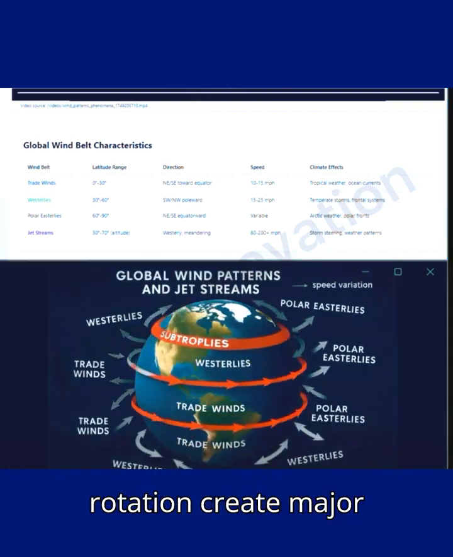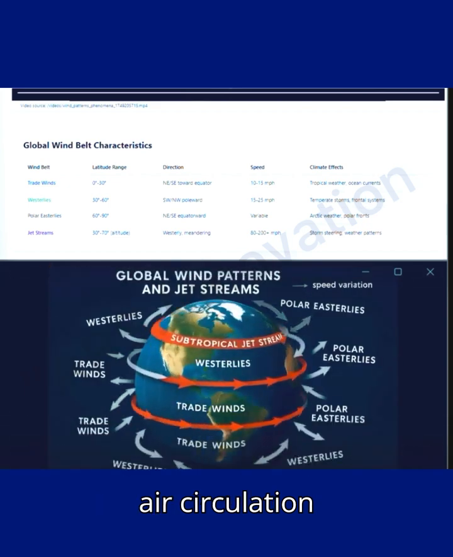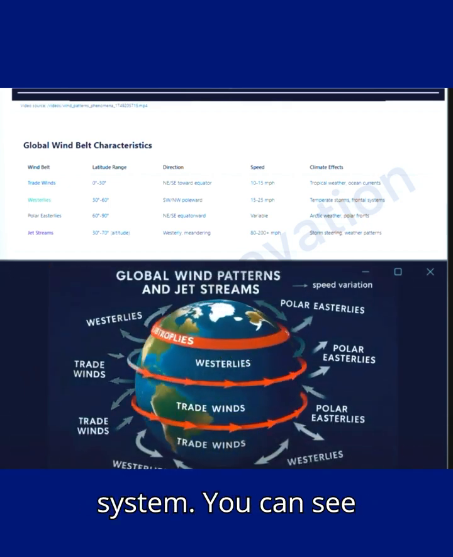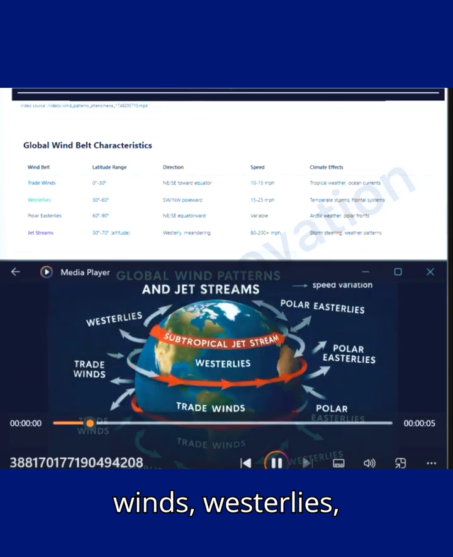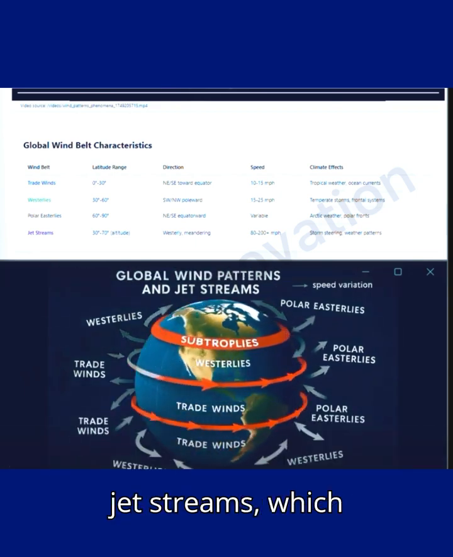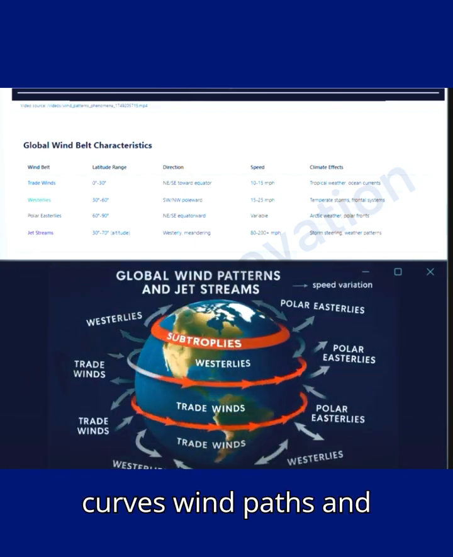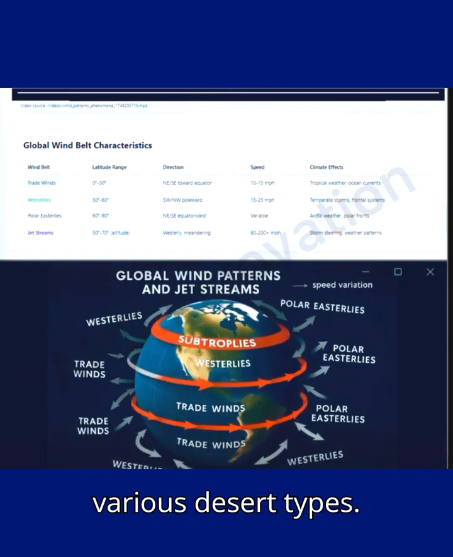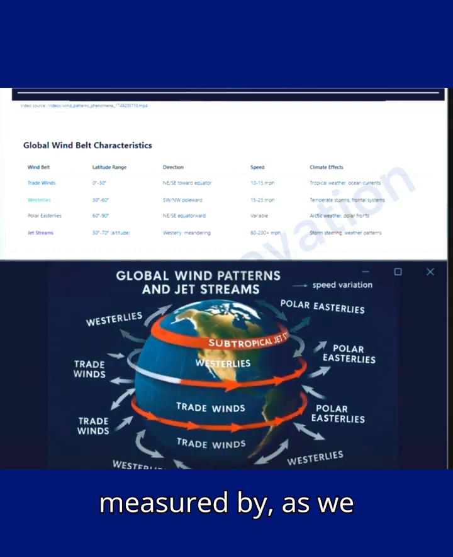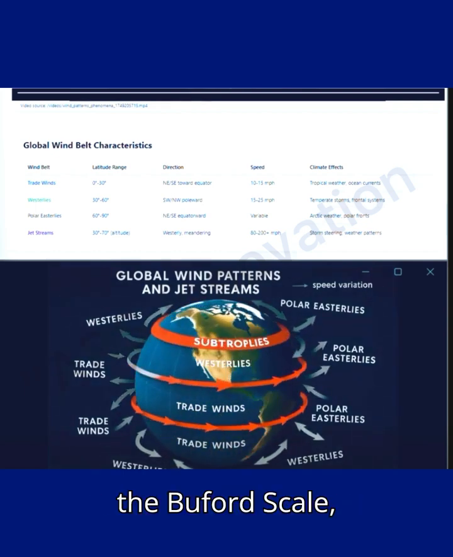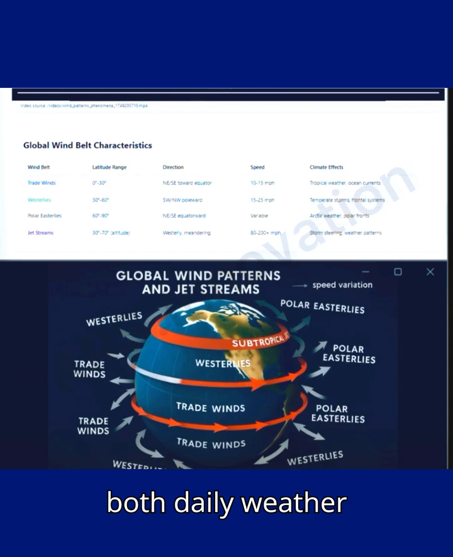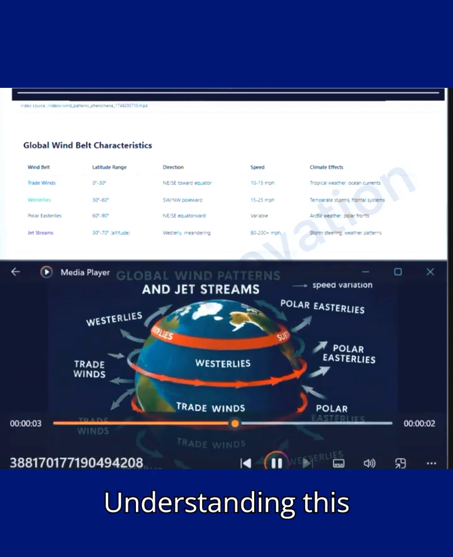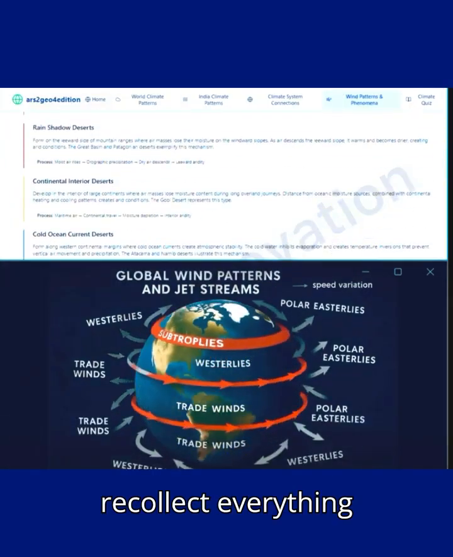Shall we summarize this? The global wind belts, shaped by solar heating and Earth's rotation, create major air circulation systems. What are the major air circulation systems? You can see in the display: trade winds, westerlies, polar easterlies. These influence the jet streams which guide weather systems. The Coriolis effect curves wind paths, and together with topography and ocean currents, it leads to the formation of various desert types. So wind speed is measured by, as we discussed at last, the Beaufort scale, which helps describe both daily weather and extreme wind conditions.